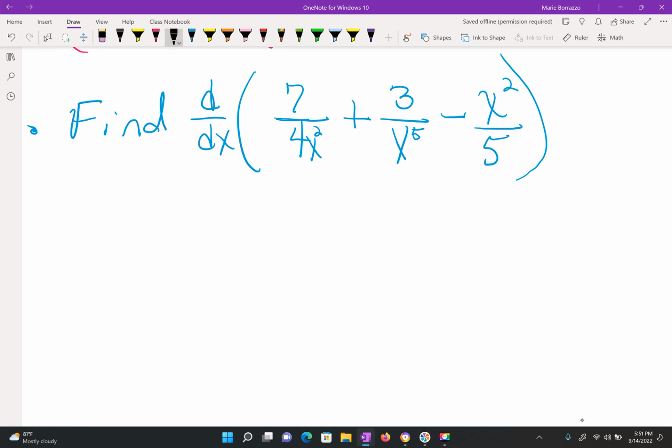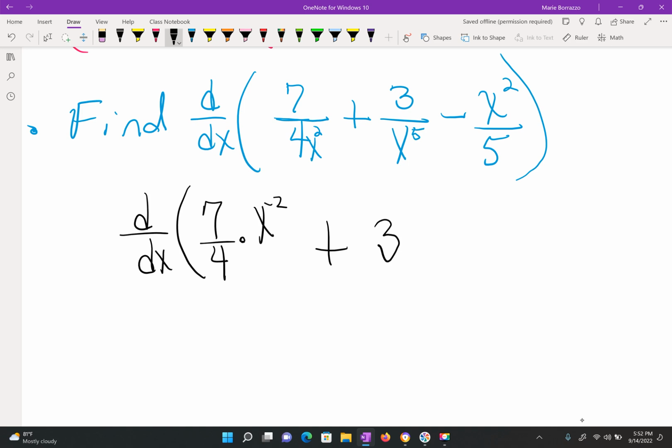First term will be 7/4 times x to the -2. 7 over 4 times x to the negative 2 power, plus 3 times x to the -5. 3 times x to the negative 5th, because we're bringing it up, minus 1/5 times x squared, in theory, right?